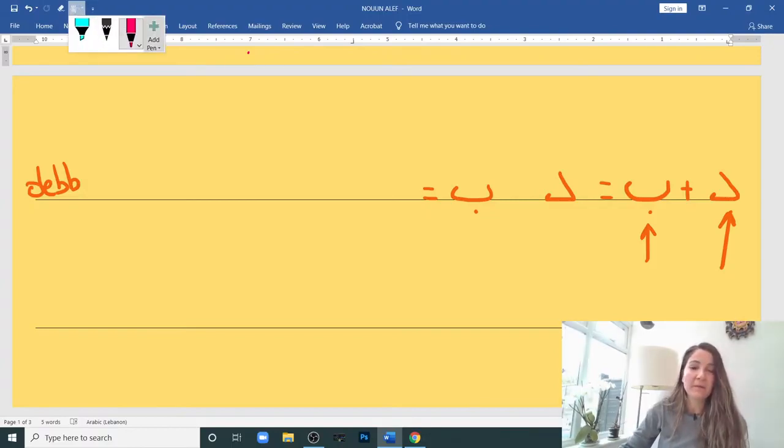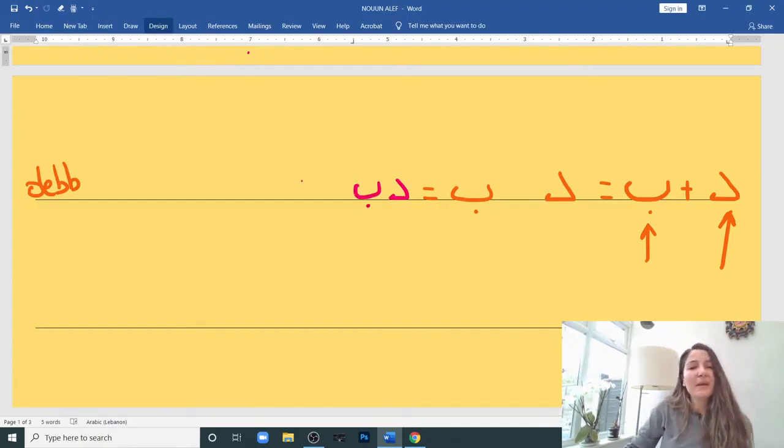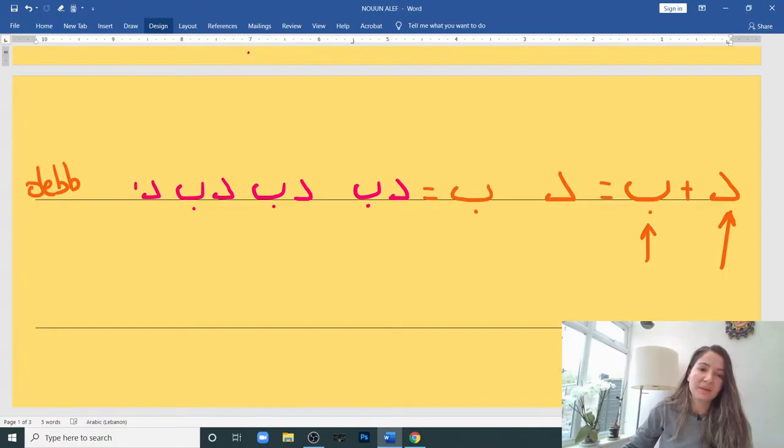So now I'm going to write them closer to each other because that much space is pointless. So that's dib. Dib means bear. Let's write it one more time. Dib. You see, sometimes I'm writing it without the curl, sometimes with the curl. It's okay. It's the same. Dib.